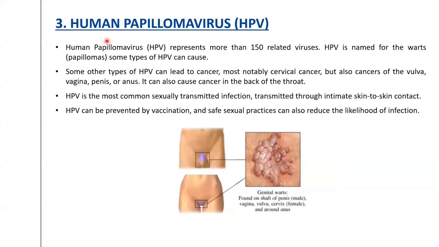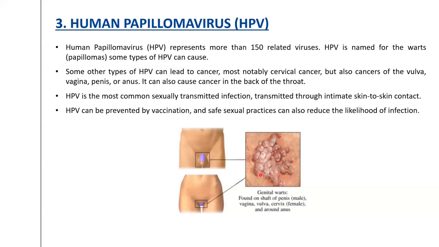The next one is the human papilloma virus, HPV. This is the third most common sexually transmitted disease that is caused by a virus. Human papilloma virus, HPV, represents more than 150 related viruses. There is a list of subtypes of HPV virus. HPV is named for the papillomas that some types of HPV can cause.